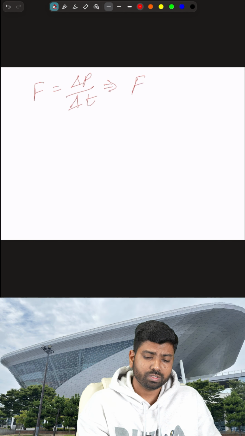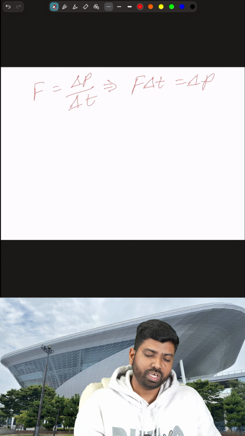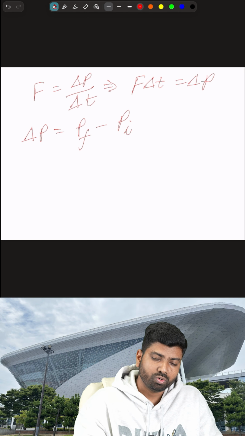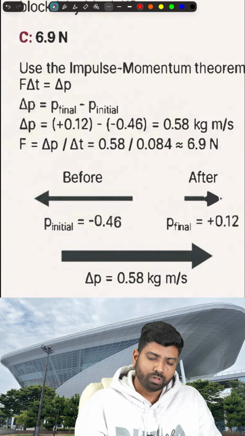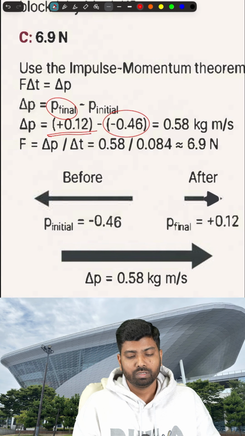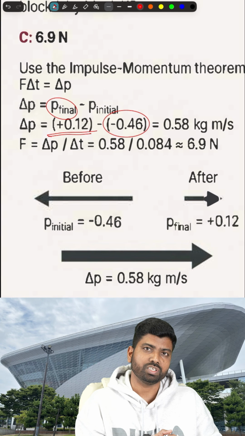So impulse means force times time, which is equal to change in momentum. How do you find change in momentum? Change in momentum is equal to final momentum minus initial momentum, right? Now let me show you my explanation here. The final momentum is 0.12, as given in the question, and the initial momentum is minus 0.46. The minus sign I have taken for the change in direction, right?